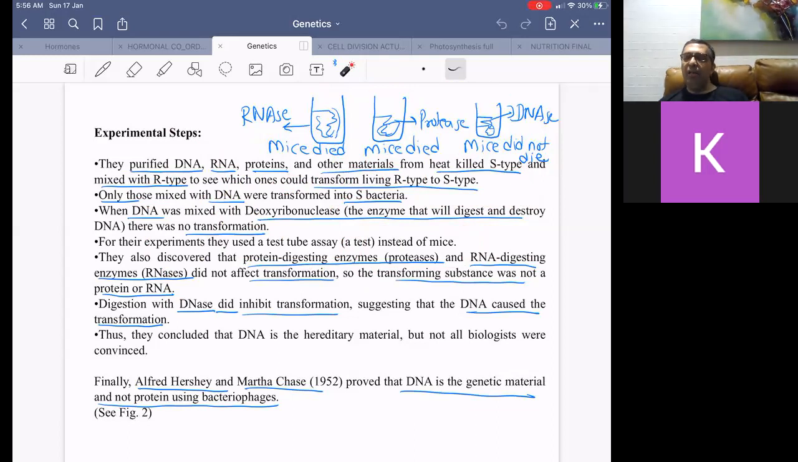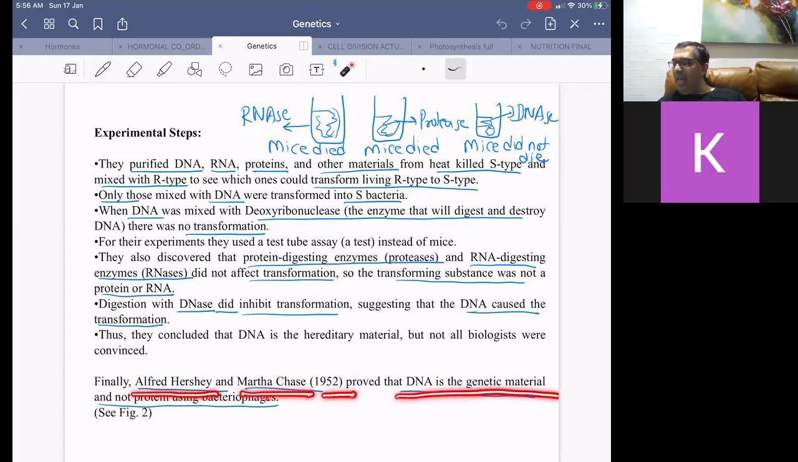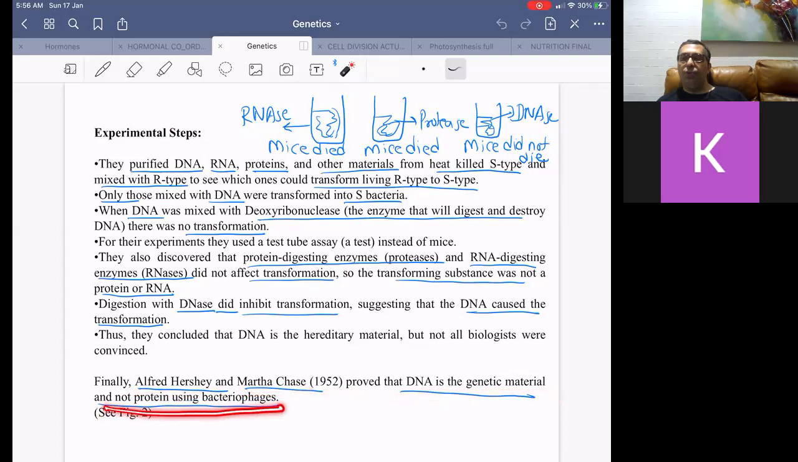This was a good experiment, but it was a somewhat primitive experiment. A much more significant experiment was done by Hershey and Chase in 1952, proving that DNA is the genetic material and not proteins using bacteriophages. So Hershey and Chase proved that DNA is the genetic material and not proteins using bacteriophages.